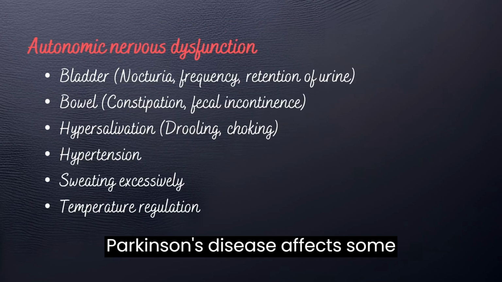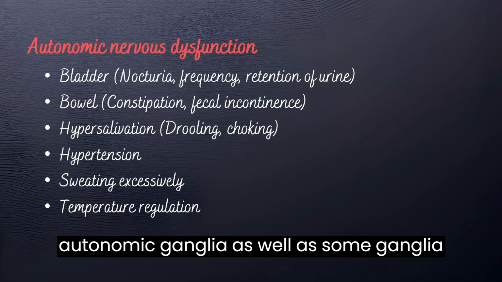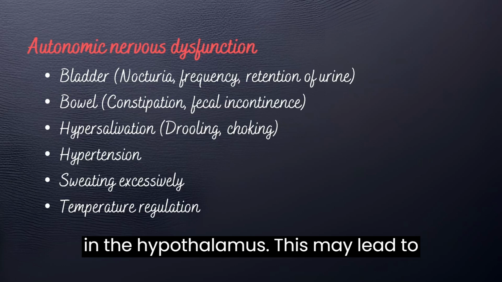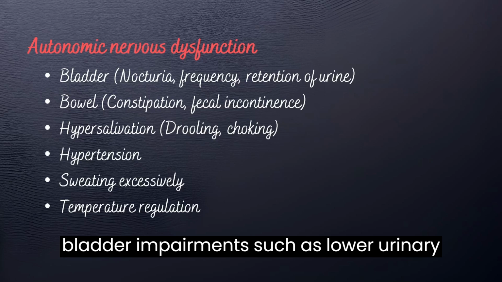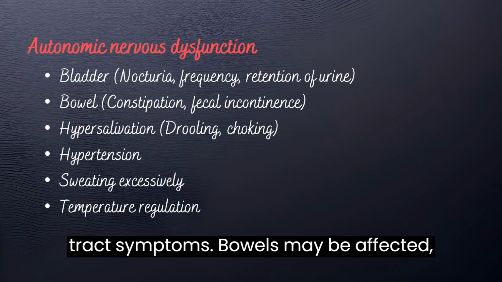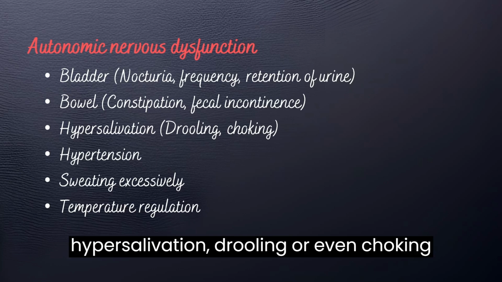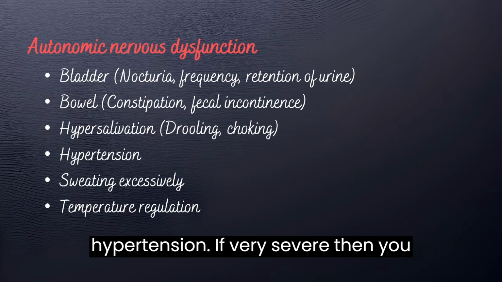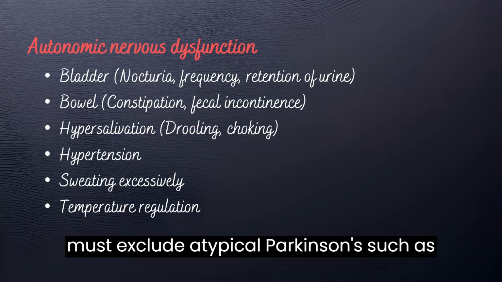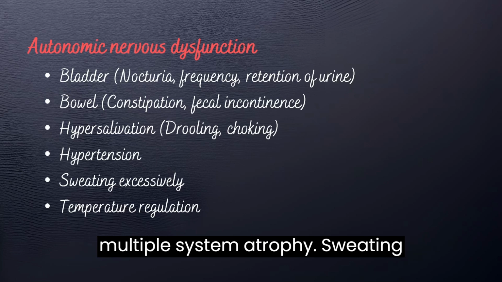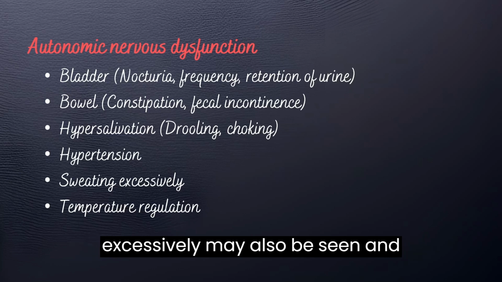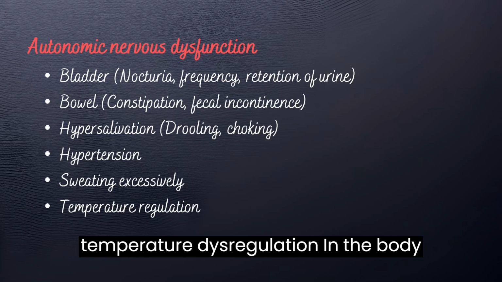Parkinson's disease affects some autonomic ganglia as well as some ganglia in the hypothalamus. This may lead to bladder impairment, such as lower urinary tract symptoms. Bowels may be affected, constipation or fecal incontinence, hypersalivation, drooling, or even choking. Hypotension, if very severe, then you must exclude atypical Parkinson's, such as multiple system atrophy. Sweating excessively may also be seen, and temperature dysregulation in the body.